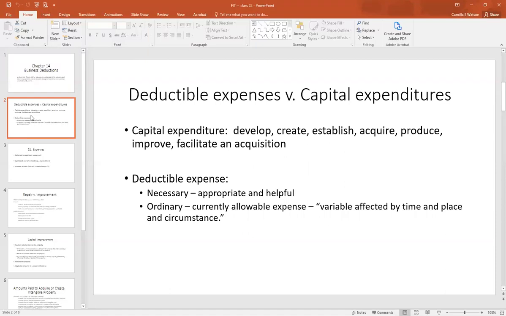Now, a capital expenditure is an expenditure to develop, create, or establish an asset. It relates to the underlying foundation of the business. That is, it's an investment in the business, rather than being an ordinary and necessary expense, which implies ongoing expenses to keep the business running on a day-to-day basis. So a capital expenditure increases the basis in that asset, while an ordinary and necessary expense allows a current tax deduction, and so it's more of a current benefit, therefore a bigger benefit.